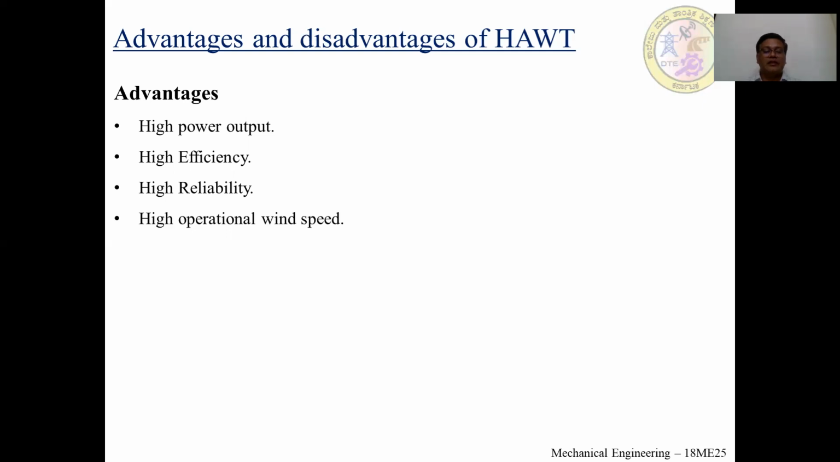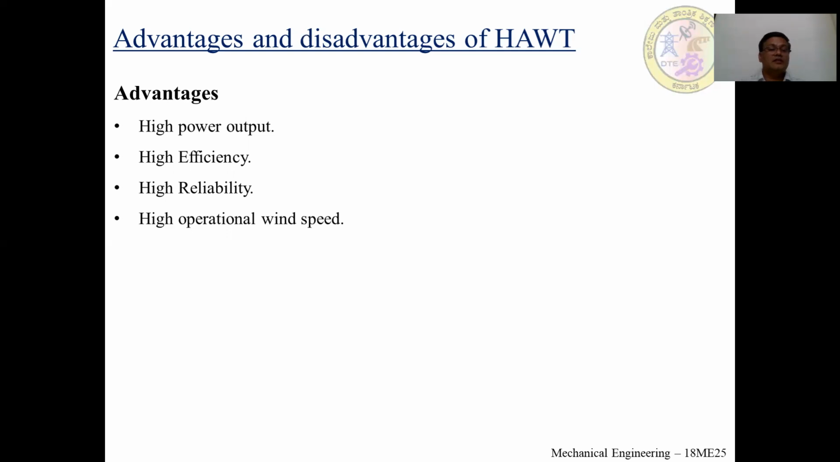Currently, horizontal axis wind turbines have the highest efficiency with minimum loss. They can transfer almost 40 to 50% of the received wind energy, and that will be converted into available power. That's how we are getting higher efficiency.